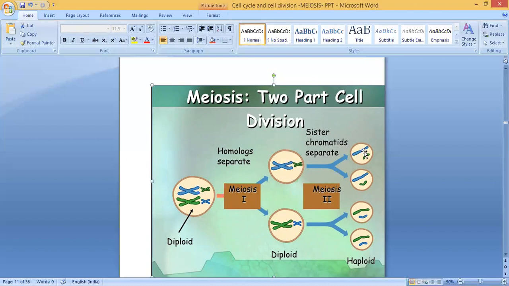You can see it's going to one cell. Here one sister chromatid, and here one sister chromatid going to the second cell. Same thing happening here also. One sister chromatid comes to this. So now we can see there is only one chromosome in each cell. Okay, so that is haploid in nature, n. So that is happening in the case of meiosis 2.